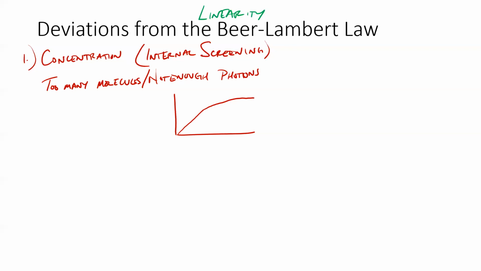And so we just don't have enough photons for every molecule to have its own. And so we're adding these molecules to our concentration without increasing our absorbance because we don't have enough photons to go around.